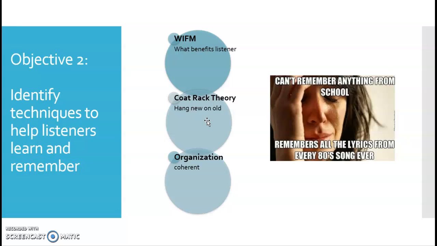And then the third and final item that truly helps listeners remember is simply organization.